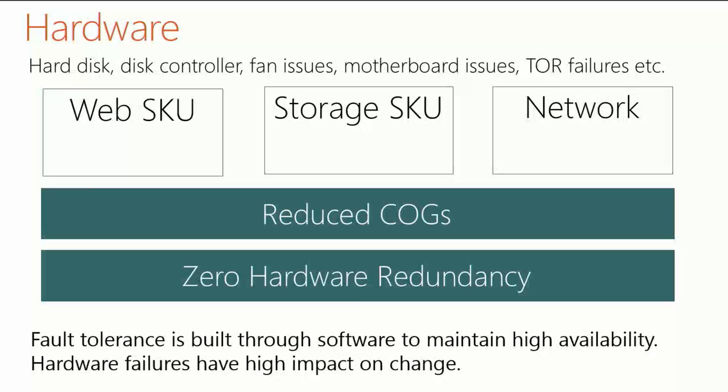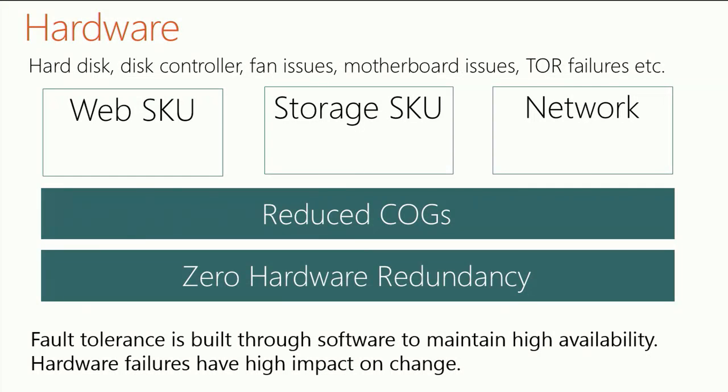See, here is the underlying view. There is hard disk failure, disk controller failure, fan issues. These are problems that all of us face all the time, right? And in the service model, we have focused on reduced COGS and zero hardware redundancy. There is no redundant power cards, etc., right? Now, fault tolerance for all of these things is built within software, and you guys know very well about it. High availability talks would have said a lot about that story.